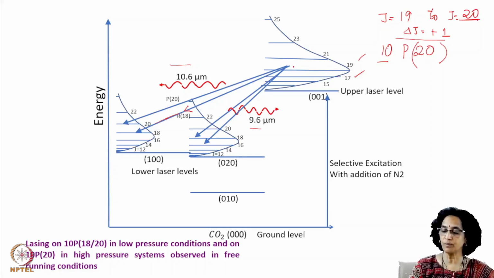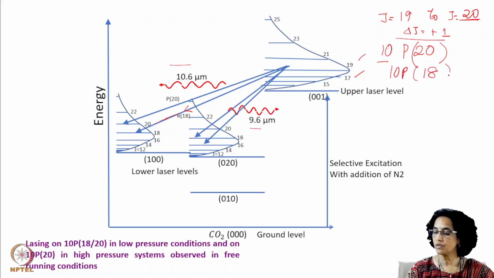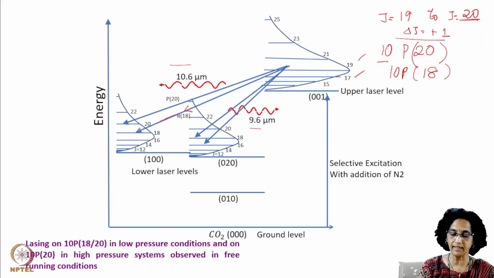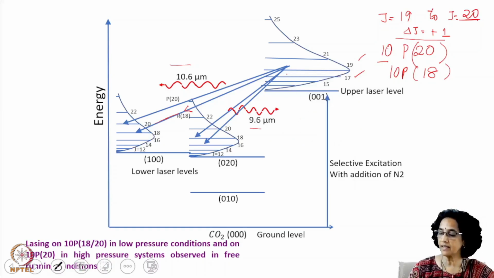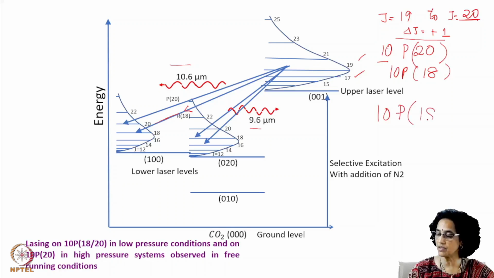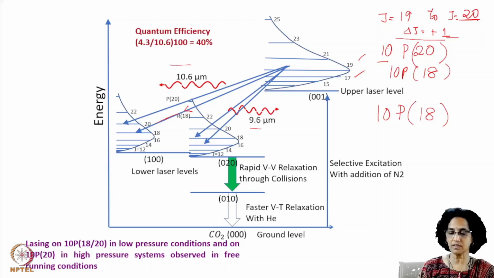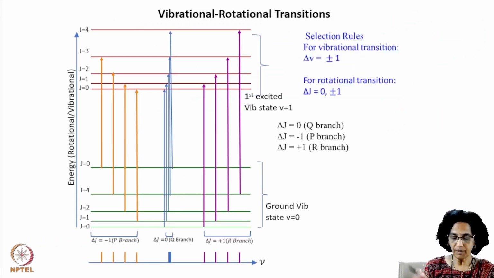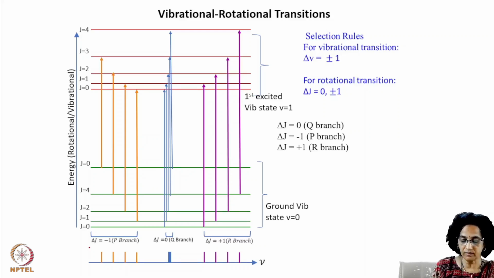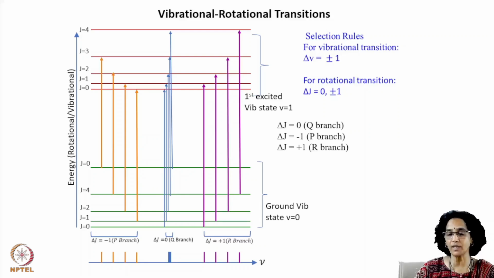The other one that could happen is 10P18. So this would go from 17 to 18. You understand, right? So when the transition is from 17 to 18, and still it is in the 10 micron band, we write 10P18 because delta J is plus 1. Now you may be getting a little confused because when we earlier saw this, we said that delta J minus 1 is P branch, and now I'm saying delta J plus 1 is P branch.